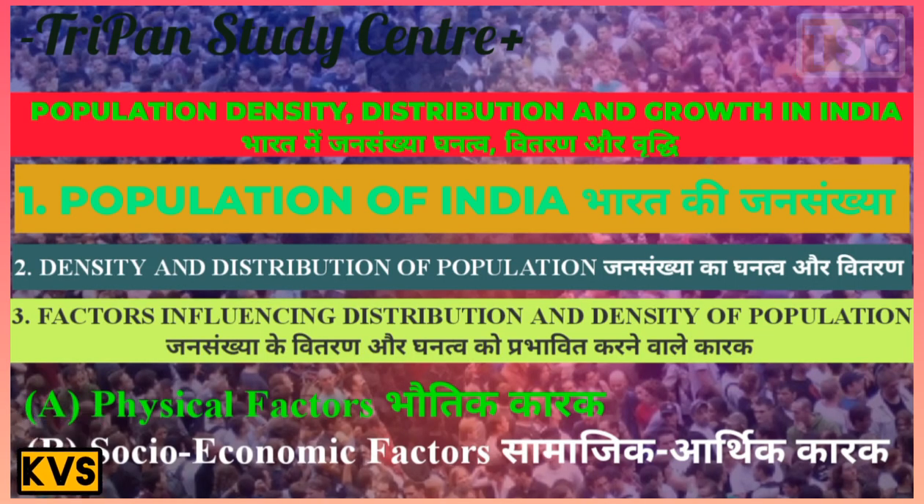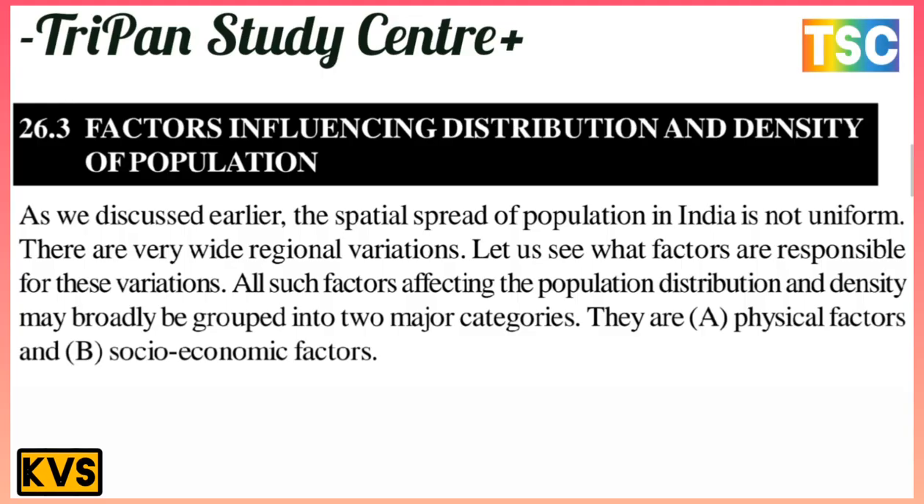The next topic: factors influencing distribution and density of population. This is a most important topic. As we have discussed earlier, the spread of population in India is not uniform. There are very wide regional variations. Let us see what factors are responsible for the variation. All such factors affecting population distribution and density may be broadly grouped into two major categories: A, physical factors, and B, socio-economic factors.